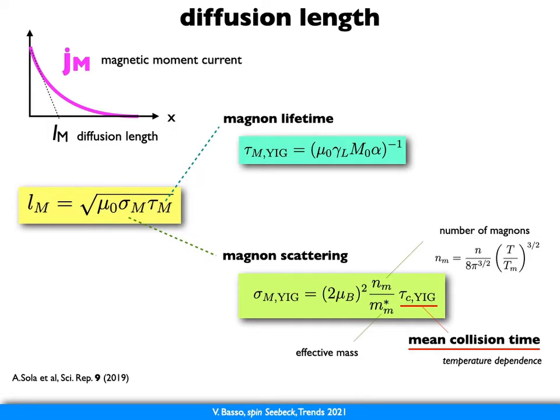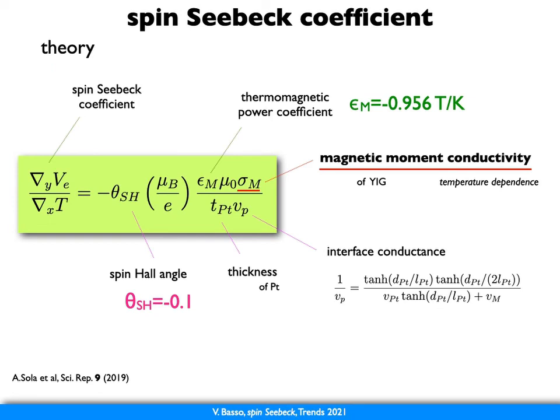And how to do this? Well, we have a lot of data available. So can we compute the mean collision time from the data? Well, to do that, we need a theory. The theory for diffusion. I can only show you the result here, but just to say that at the left-hand side of the equal sign, we have the spin-Seebeck coefficient. We want to use experimental data for the spin-Seebeck coefficient at the left. At the right-hand side, we have a lot of parameters, but most of these parameters are known.